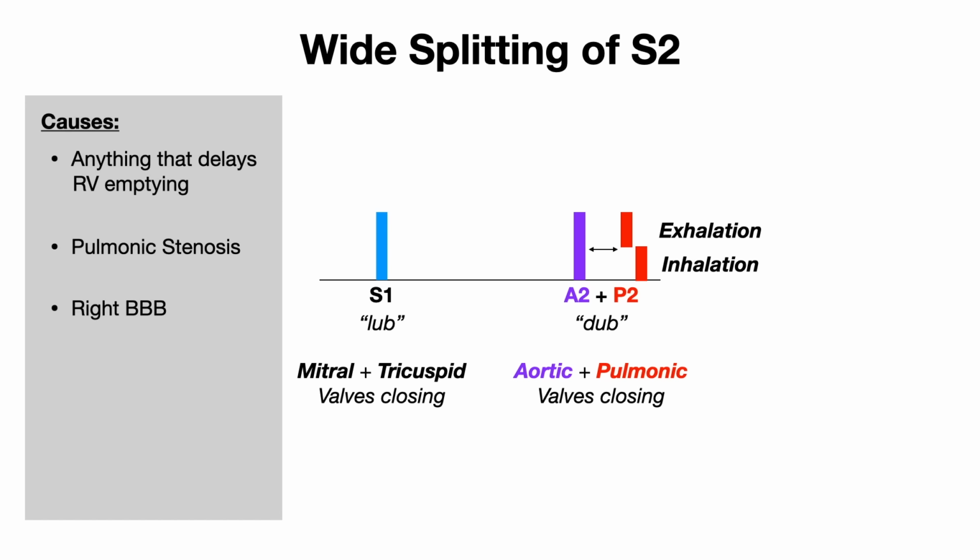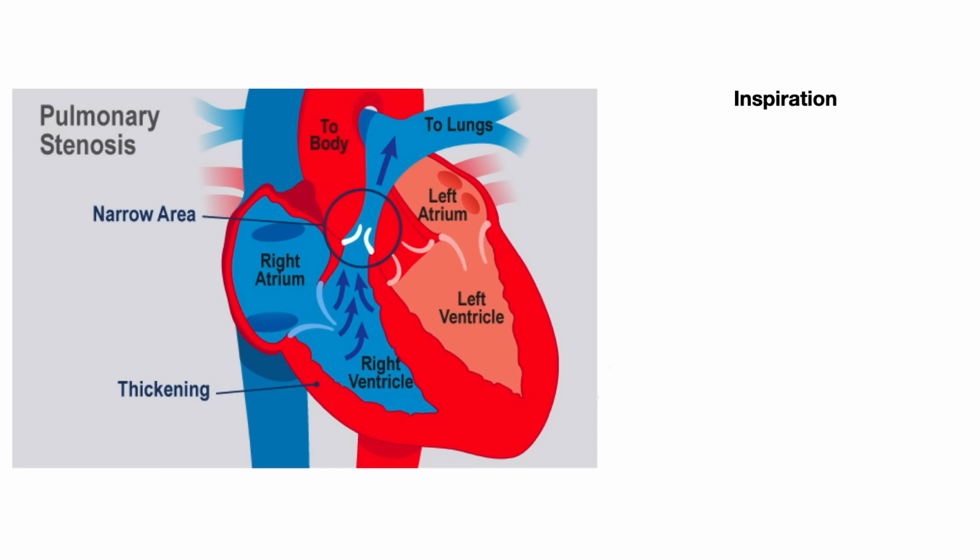Now the two highest yield exams are going to be pulmonic stenosis and a right bundle branch block, so the RBBB. Now let's talk about this. So we can see here on the wide splitting graph that A2 and P2 separate, and then during inhalation, that P2 separates even more. So it gets split out even more widely. So let's just look at pulmonic stenosis as an example.